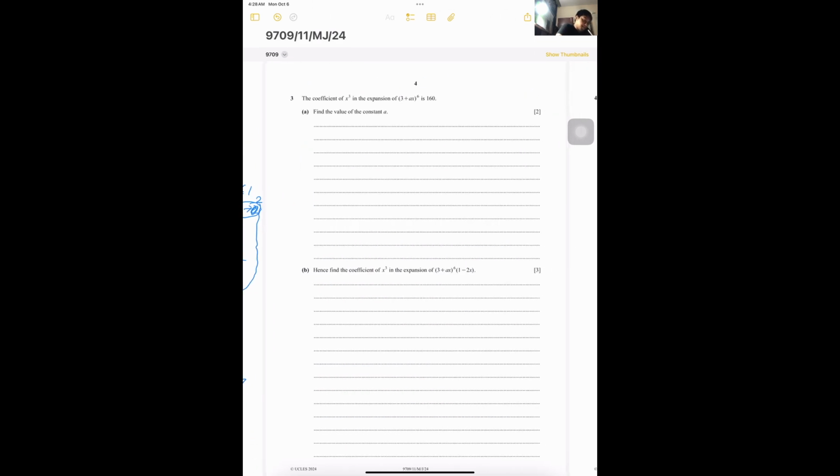Okay, question 3a. The coefficient of x cubed in the expansion is 160. Find the value of the constant a. So (3 plus ax) to the power 6 is 3 to the power 6 plus, we'll first expand this, 6C1 3 to the power 5 ax plus, you have to be very accurate and skilled in these techniques.